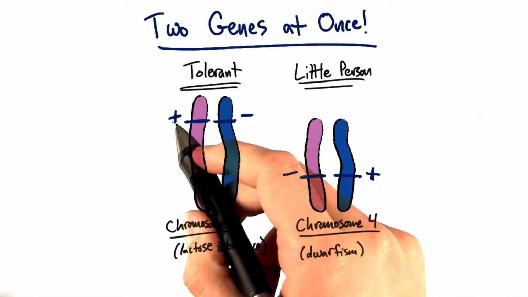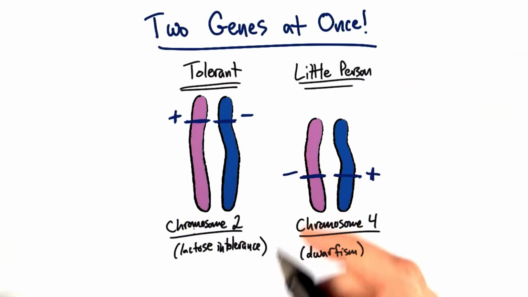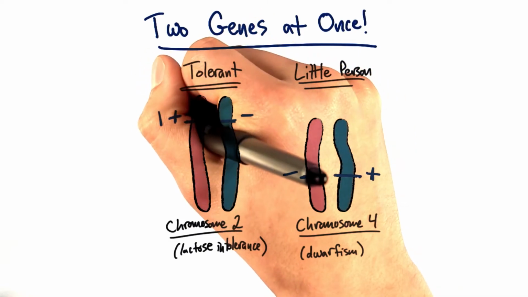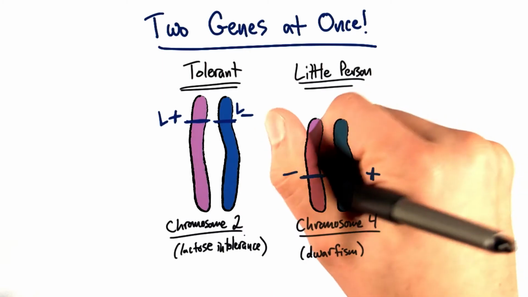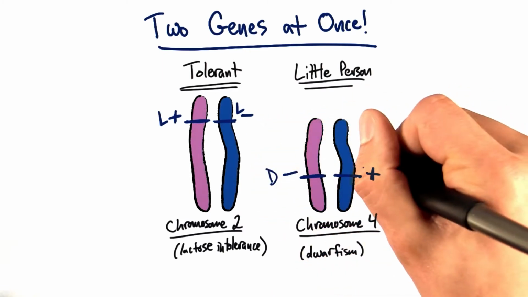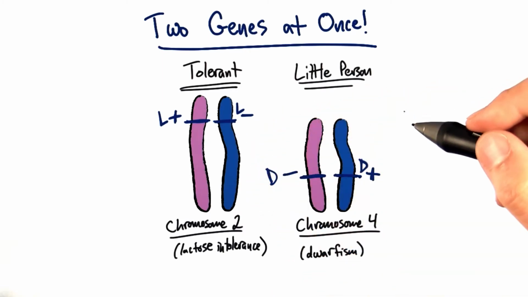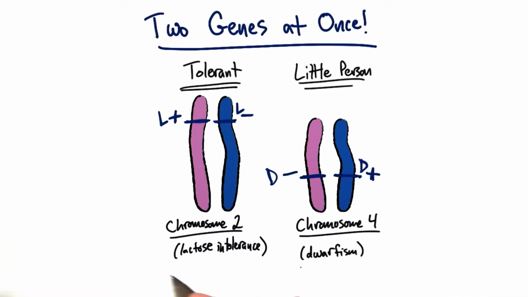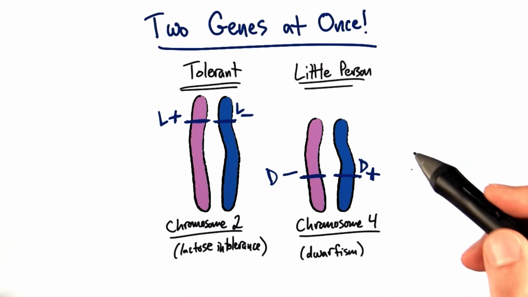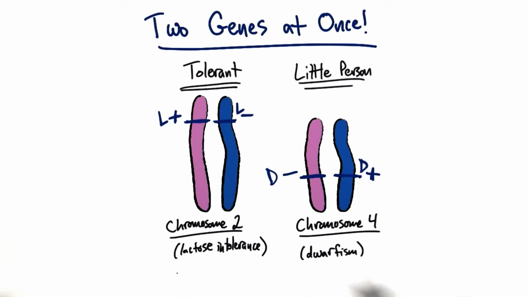Now, to help us know which plus and minus symbol goes with which trait, I'm going to put an L next to the alleles for lactose intolerance and a D next to the alleles for dwarfism. Now, instead of trying to figure out all the probabilities of what the next generation would be, let's just focus in on how this one person who's heterozygous for both of these traits is actually going to make their gametes.